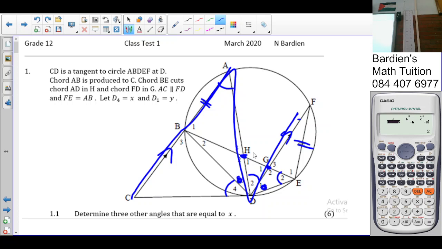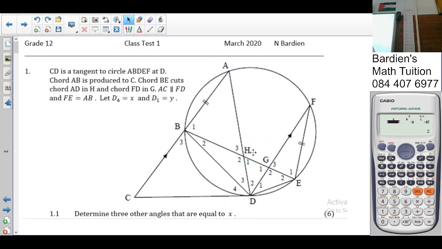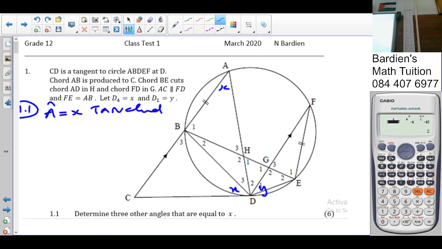Okay. Right. Then we are told that angle D1 is equal to Y. Well, D4 is X. D1 is Y. D4 is X. Determine 3 other angles that are equal to X. Okay. So 3 other angles that are equal to X. So we already see that A is X. Why is angle A X? Tan chord theorem. Not so. Then we also highlighted it that E2 is X.